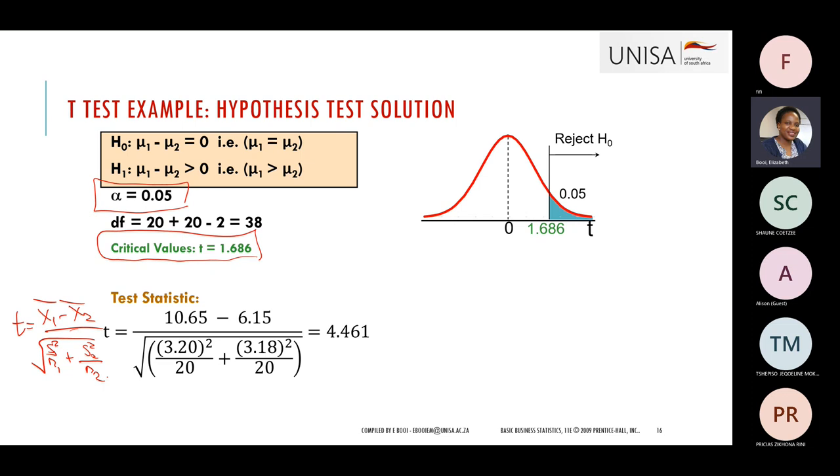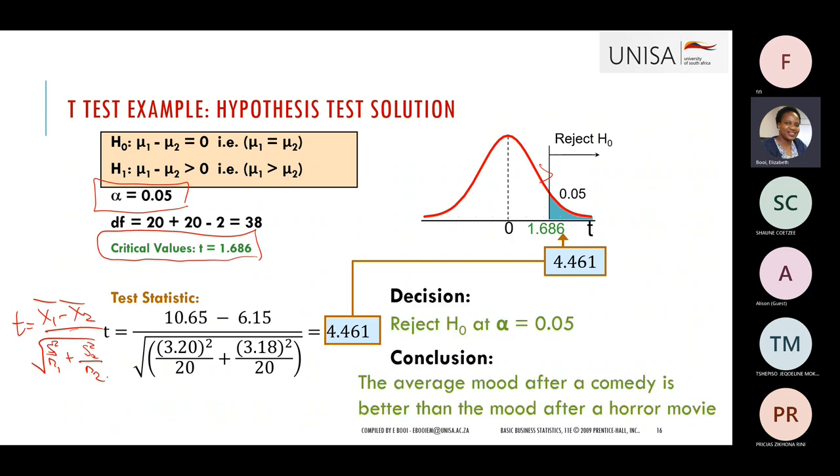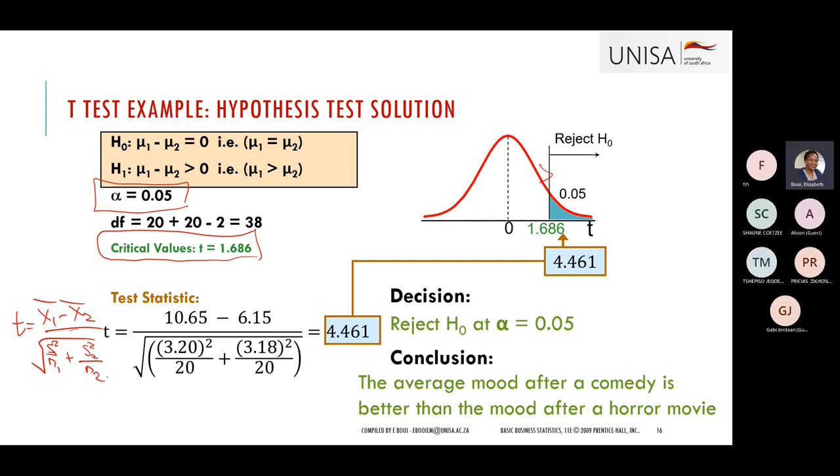So we go to our region of rejection because we have our critical value where it creates our region of rejection. We know that it was on the right-hand side because it was a greater than. Therefore, it is on the upper tail side. And it was 1.86. So there is our region of rejection. So we need to take our test statistic and see where does it fall. And when we look at the test statistic, it falls in the region of rejection. And therefore, we're going to reject the null hypothesis at alpha of 0.05 and conclude that the average mood after a comedy is better than the mood after a horror movie. And that's how you will do your hypothesis testing.